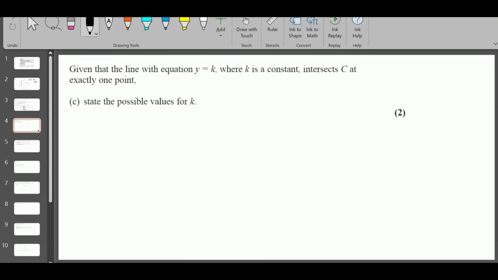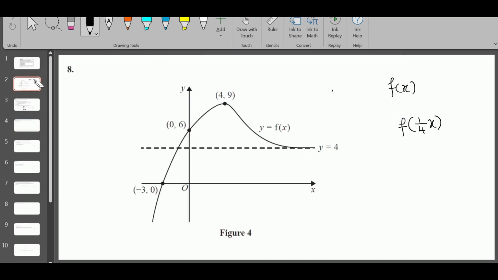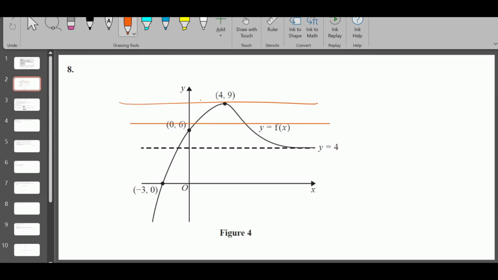Given that the line with the equation y is equal to k, where k is a constant, intersects the curve at exactly one point, state the possible values of k. How does this line look like? It's parallel to the x-axis, right? So in this graph, we need to draw a line parallel to the x-axis. You can draw anywhere, but the condition is the line intersects the curve at only one point.